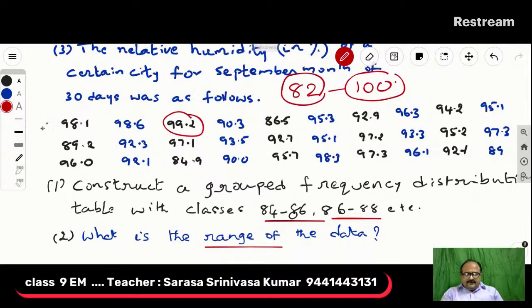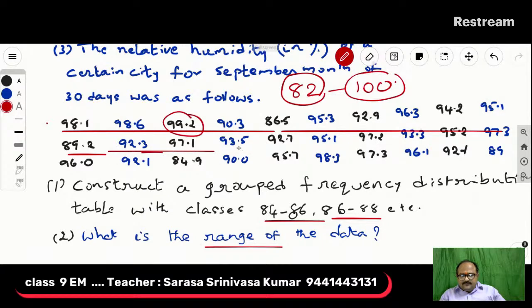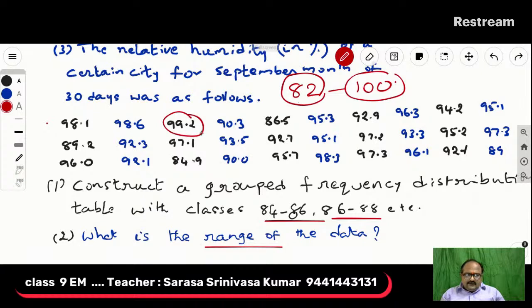I am observing this first row. In this first row, the highest value is 99.2. Let us see the second row. The second row is also 99.2 only. Let us observe the highest value in the third row. So in all the three rows, 99.2 is the highest value.